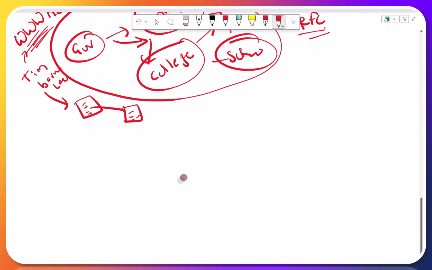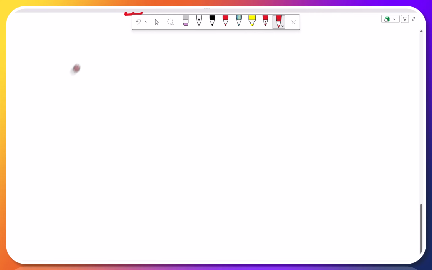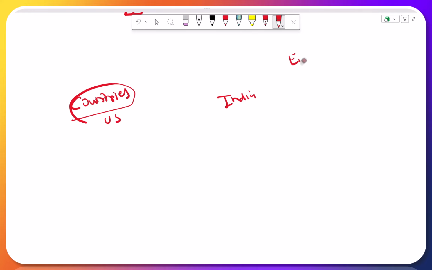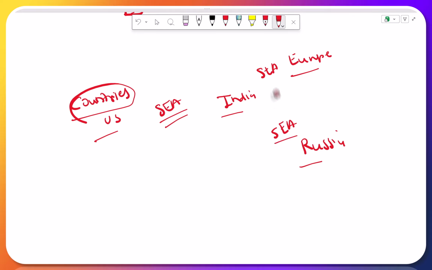Now the next question you will ask is how all these countries, right? We have a lot of countries, all these countries. US is there, India is there, Europe is there, for example, Russia is there, right? How are these networks communicating with each other? Because there is a sea in the middle, right? Somewhere there will be sea. How will those communicate? How will the networks be communicating?